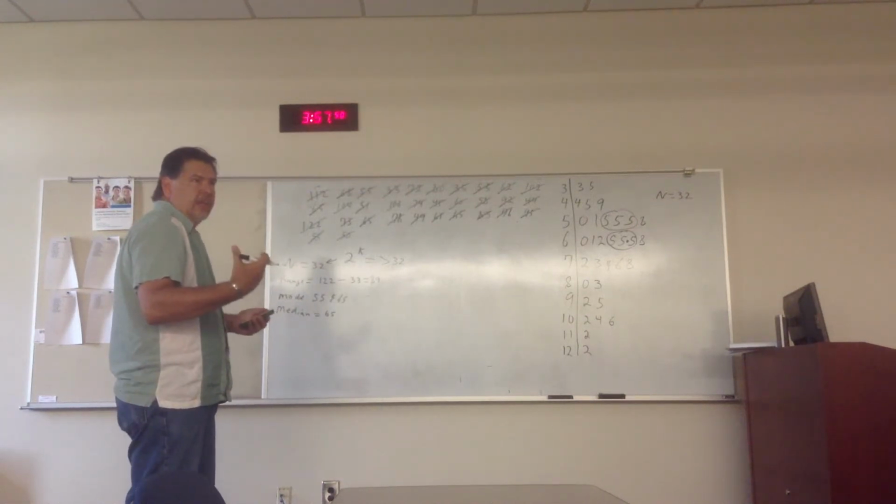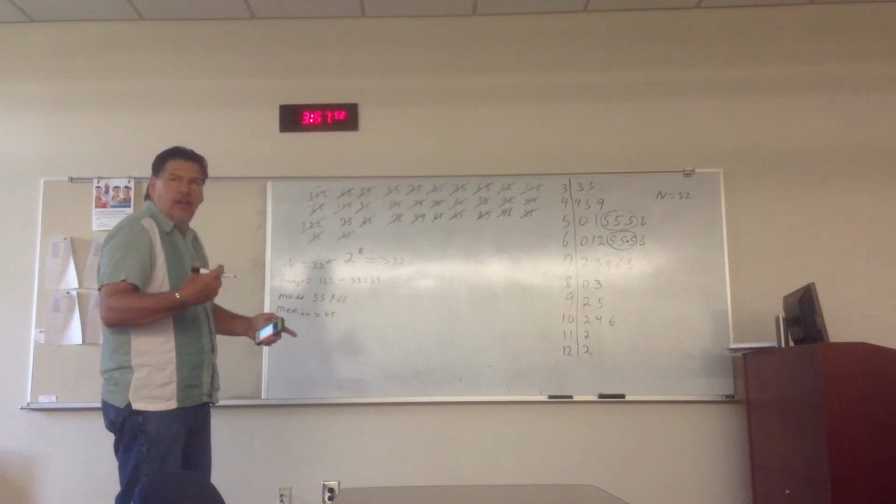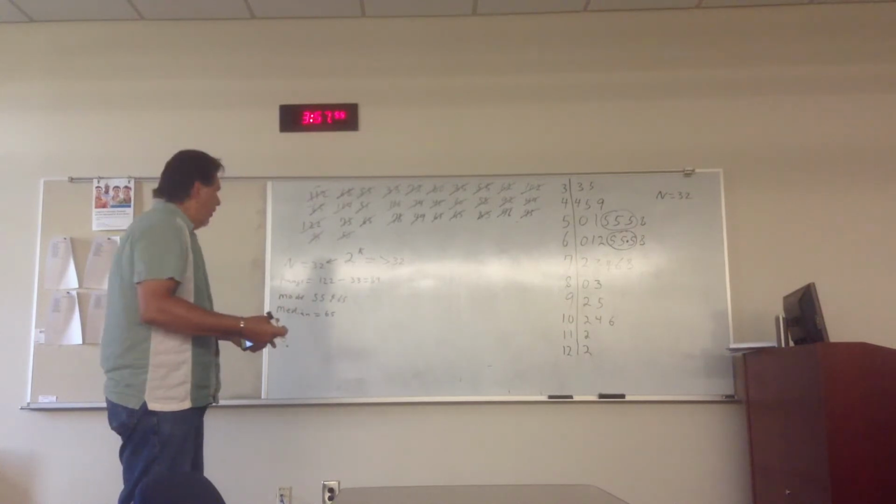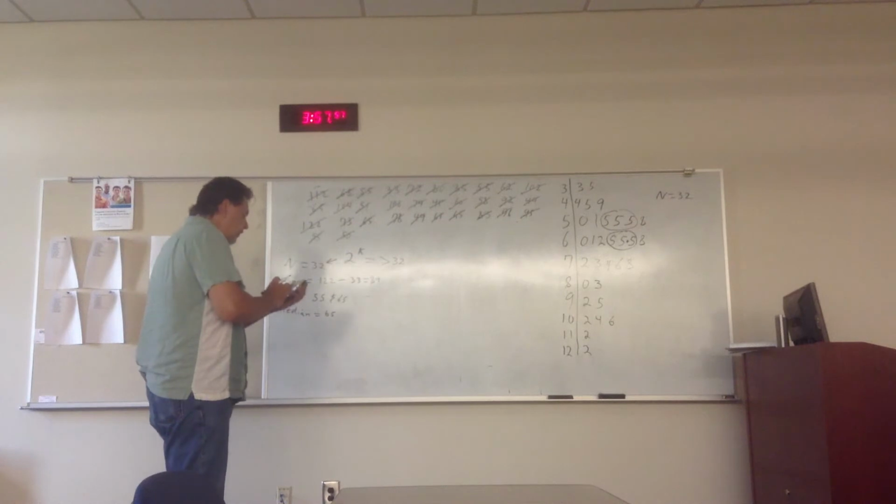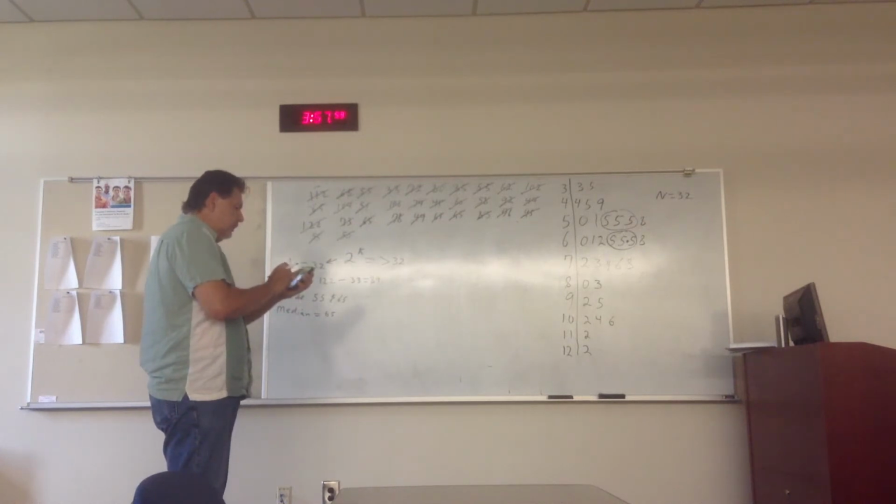So if I used a 2 to the kth power of 6, I would have a number that's greater than that. So let me check my math again. 2 times 2 times 2 times 2 times 2 times 2.